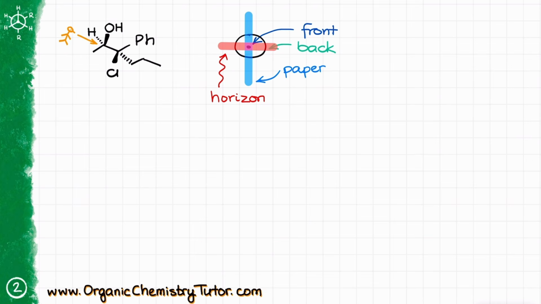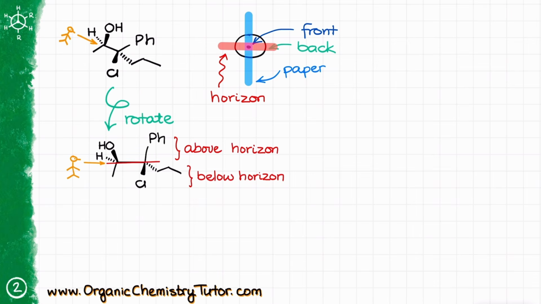So why do I need those? If I rotate my molecule just a little bit to align the bond we are looking at through the horizon, we're going to have a very clear picture of which groups should be above the horizon and which groups should be below the horizon in the Newman projection, just like so.